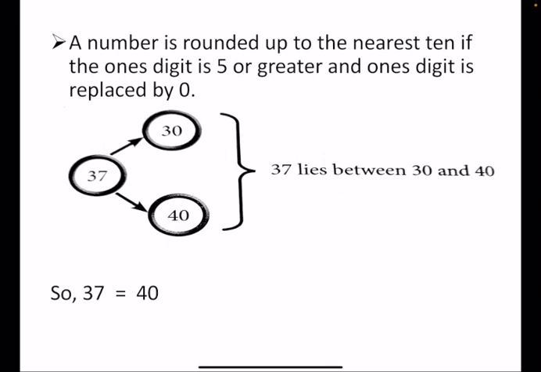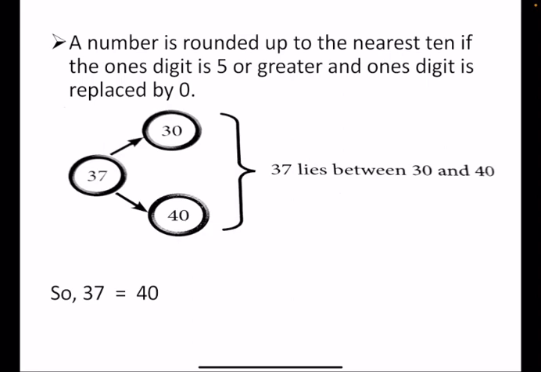The digit in the ones place is 7. It falls in the group of 5 to 9. From 5 till 9. So what will happen? It will go to the next tens, 40. It will give 1. The tens place will be upgraded by 1, means it will become 4, and the ones place will be replaced by 0, and so it will be equal to 40.